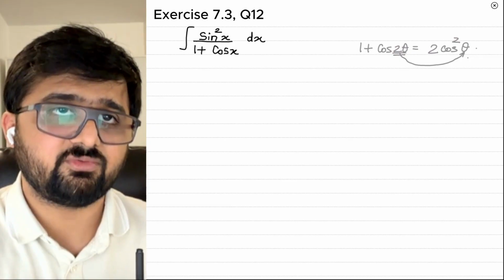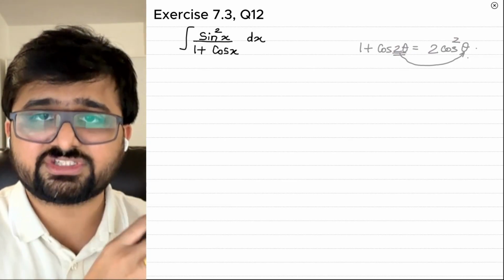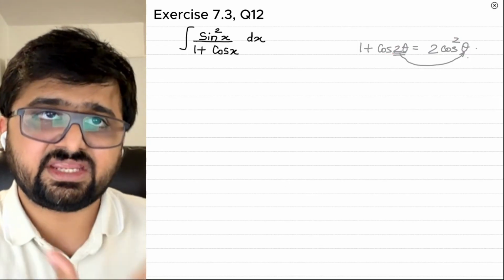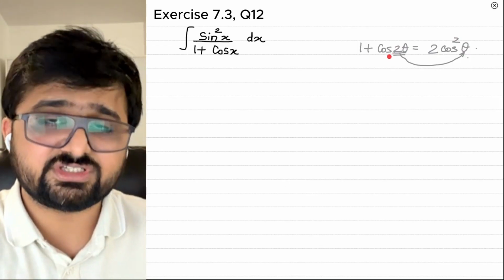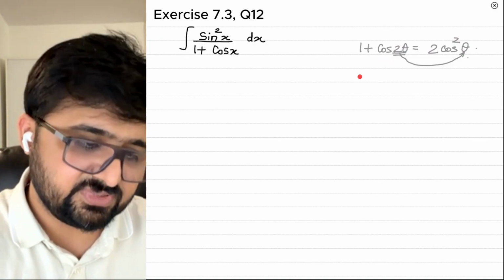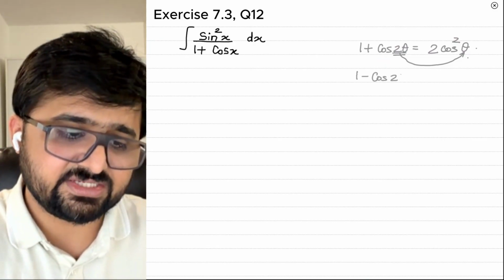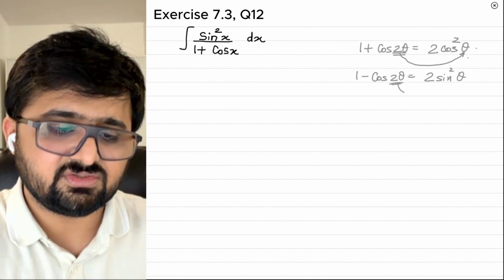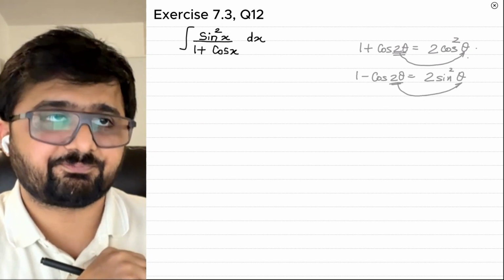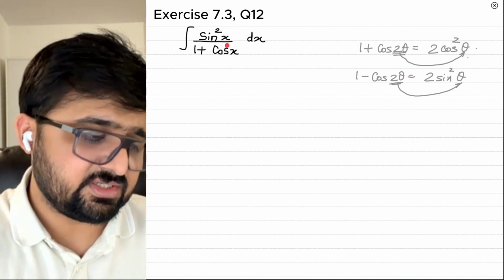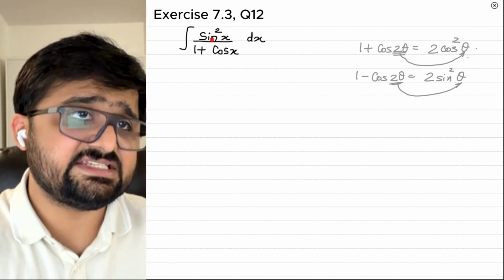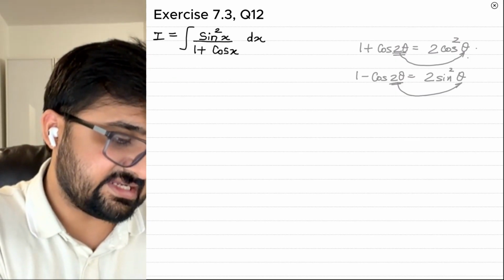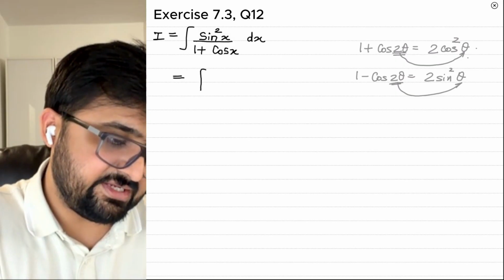That's the formula for 1 plus cos 2 theta, one of the most important formulas in class 12th trigonometry, and also in integration. While doing integration, one of the most important formulas to remember is 1 plus cos 2 theta, and the other one is 1 minus cos 2 theta is 2 sine square theta. The angle becomes half. So remember this formula. For sine theta, we'll see how to do that. But before that, let's say this is I, integration of.